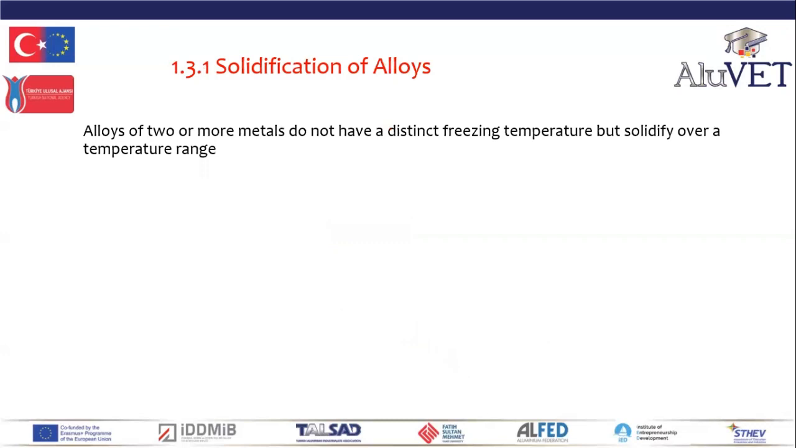Pure metals have a single freezing plateau temperature. They have that horizontal freezing temperature. Now, alloys, two or more metals, do not have a distinct freezing plateau temperature. They solidify over a temperature range.